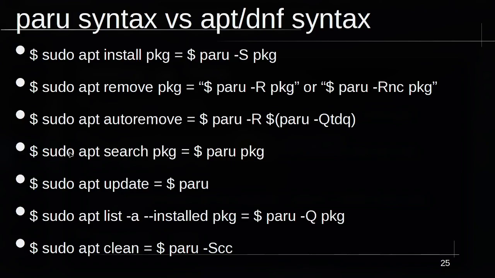Now if you want to search a package name, because you might not know its name, right, or you might not even know if it exists in paru, sudo apt search, or sorry, that's Debian, paru and then just the package name. Or you can do paru -Ss and then the package.